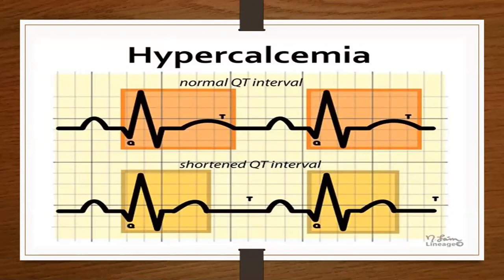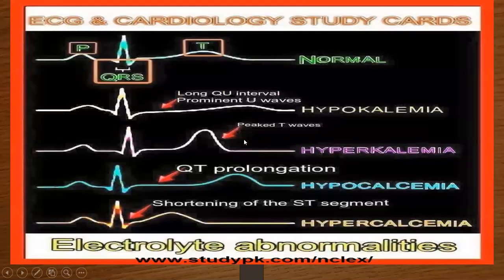So what does hypercalcemia look like on that EKG strip? Here we see our normal QT interval right here, our square. And then look, if their calcium levels are too high, it's gonna shorten that area. So here's that QT area. You see how your squares have gotten smaller.